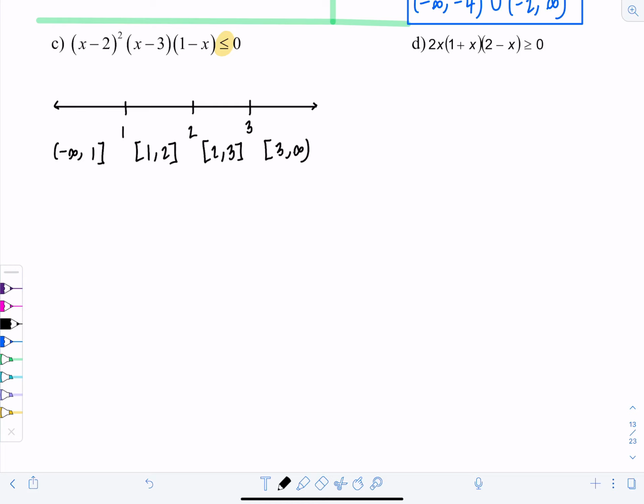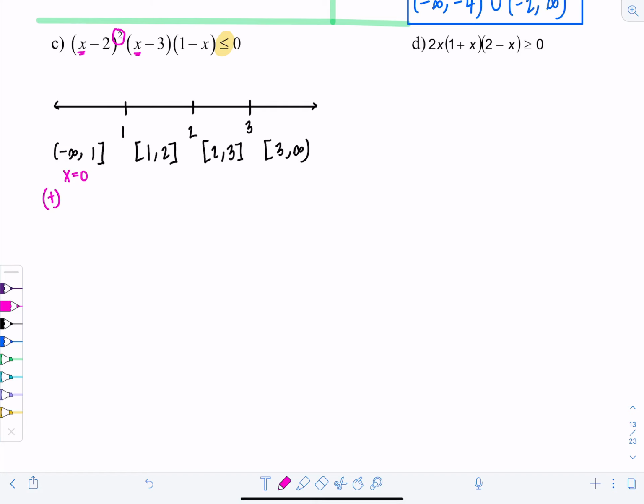Okay, looks good. Now let's start testing. So from negative infinity to 1, we could test with x equals 0, right? If I plug in 0 for x, actually it doesn't even matter. Anything in that first term is going to be positive, right? Because you square it. Great, so that one's positive.